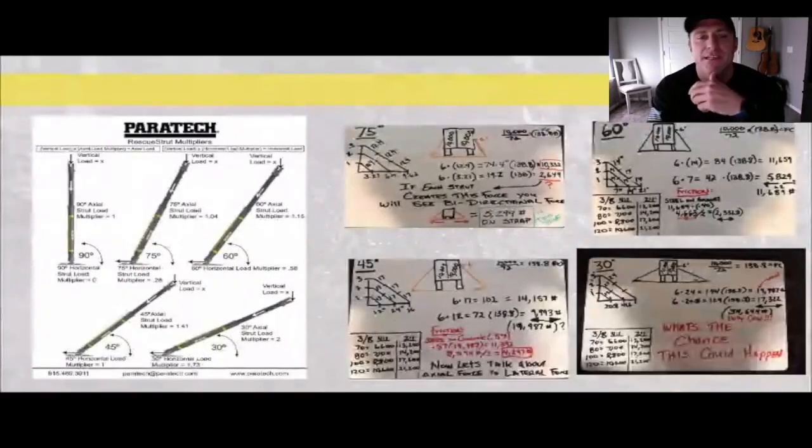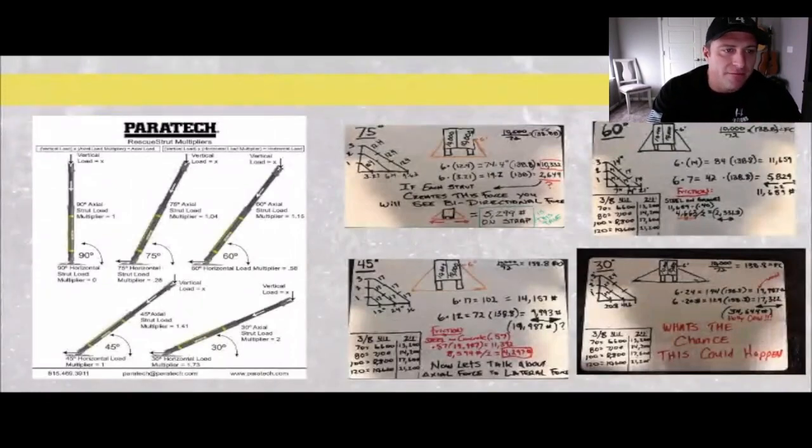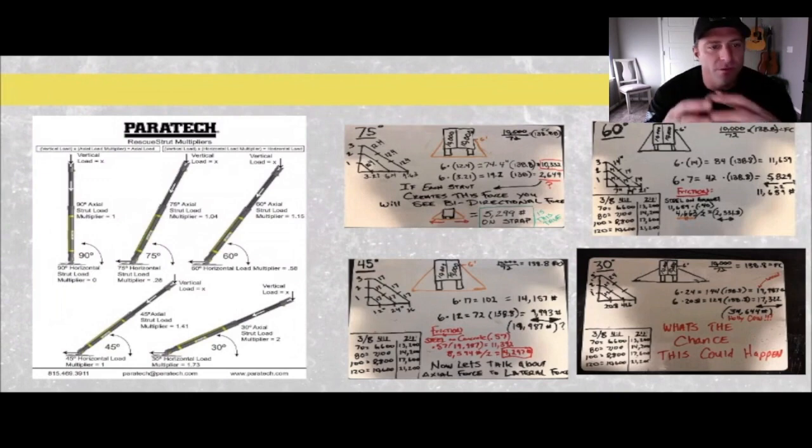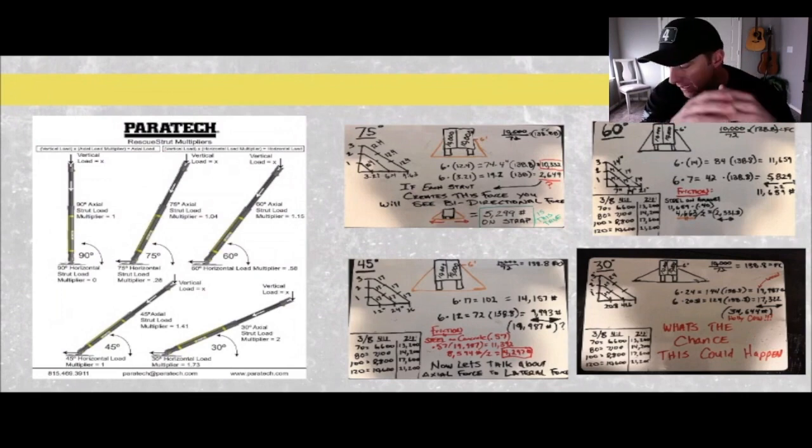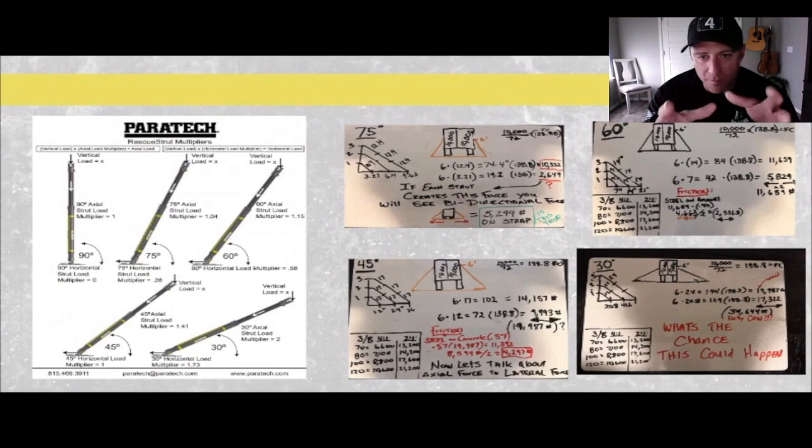So when we look at this whole thing, the big thing to look at is that Paratech set out that rescue strut multiplier chart for everybody. Now, when we look at 75, 60, 45, and 30, we chose to look at the mathematics on all of it based on this chart. So when we look at that axial load, that 90 degree, we see that we have 100% of load into the strut and no lateral forces. So when we look at this chart, this is what you have to memorize. All this mathematics on this side was just for us to prove to ourselves that the math actually matched.